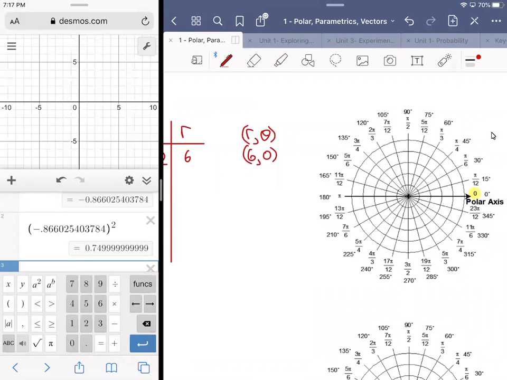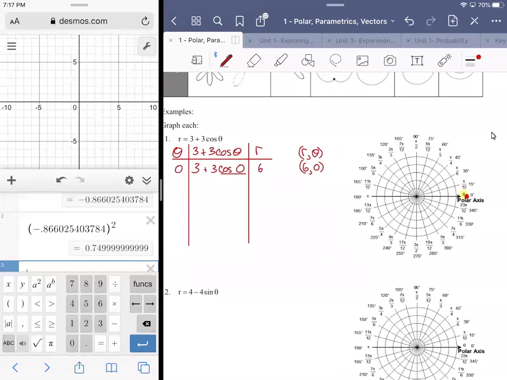So 1, 2, 3, 4, 5, 6. So I'm kind of off the grid here, but the point would be roughly about right here. All right, 6 steps in the direction of R. All right, so we got a point.